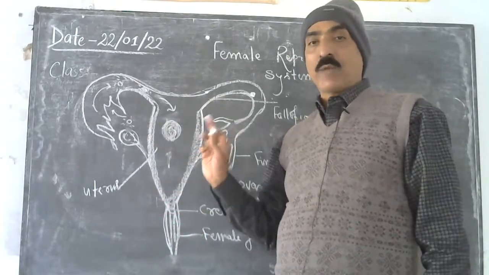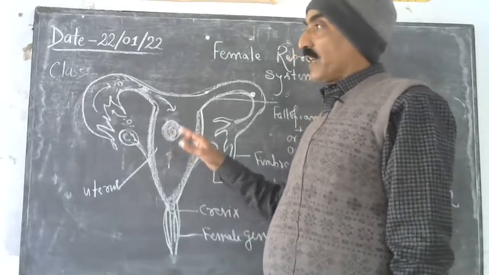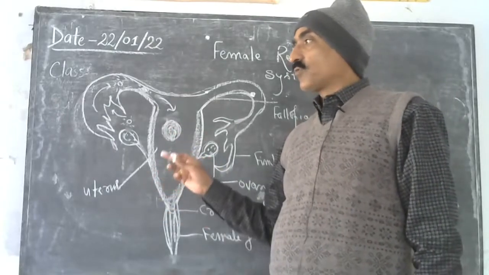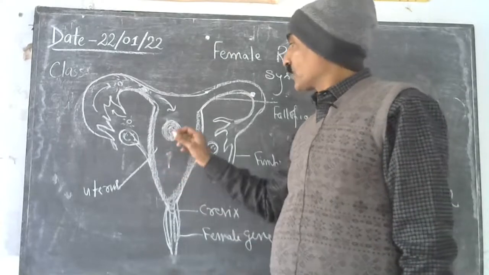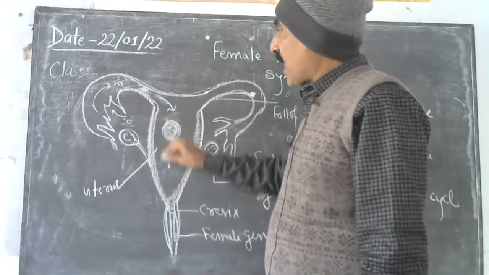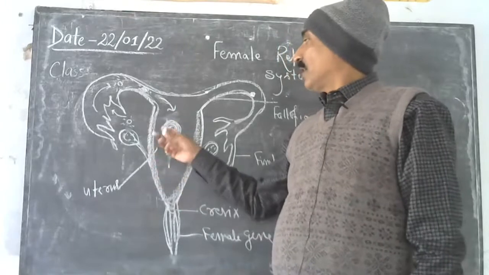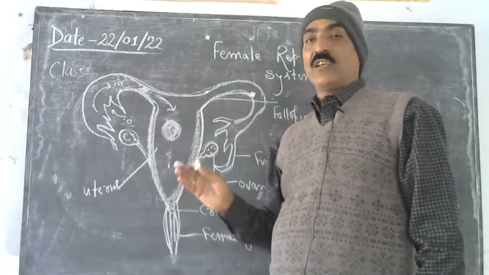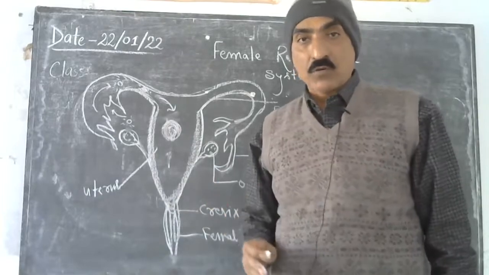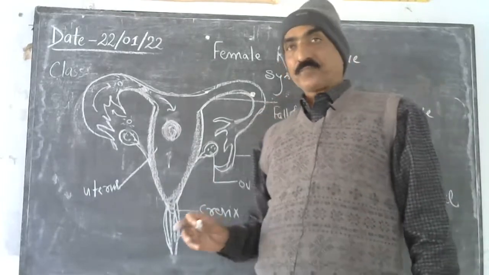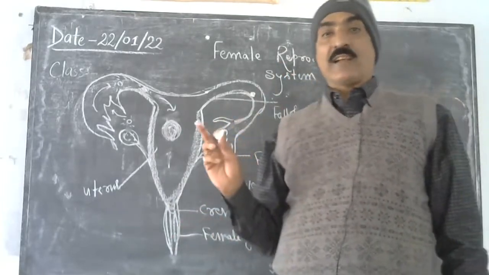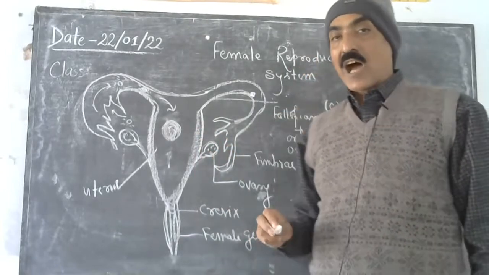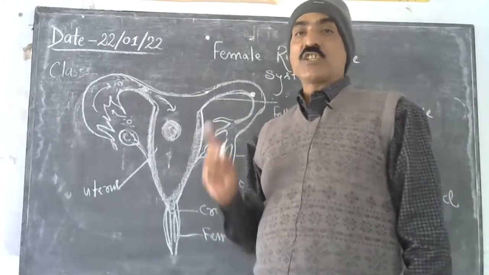a message reaches the brain that the fetus is ready to come out, ready to be born. And so after the 280 days, under the influence of a hormone secreted by the pituitary gland, that is oxytocin, a hormone released by the pituitary gland.